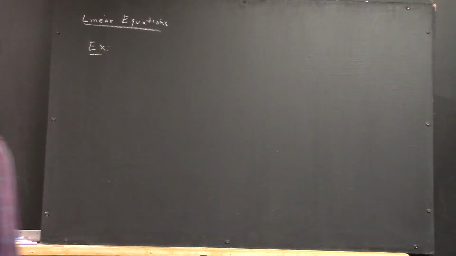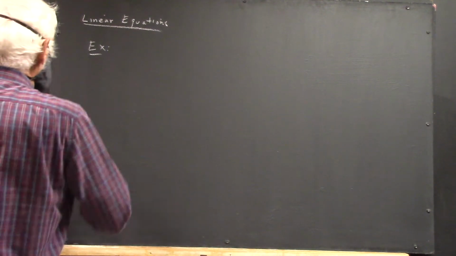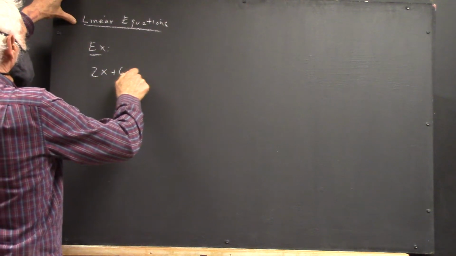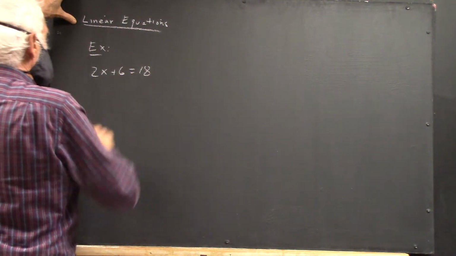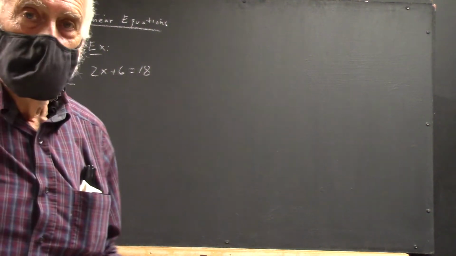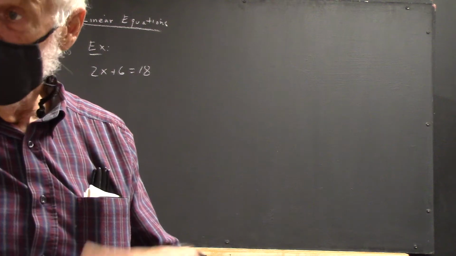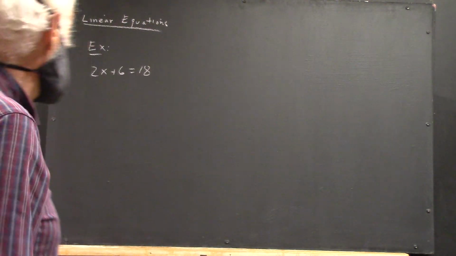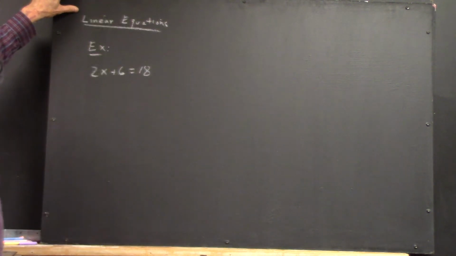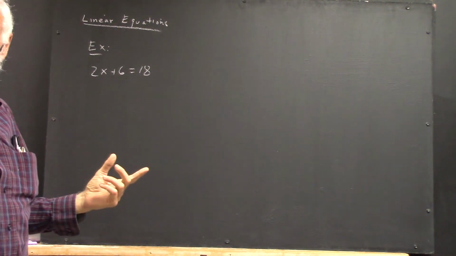An example of a linear equation would be 2x + 6 = 18. This isn't a one-step equation, but it's an easy two-step equation. So what's the first thing you'd want to do with this equation?